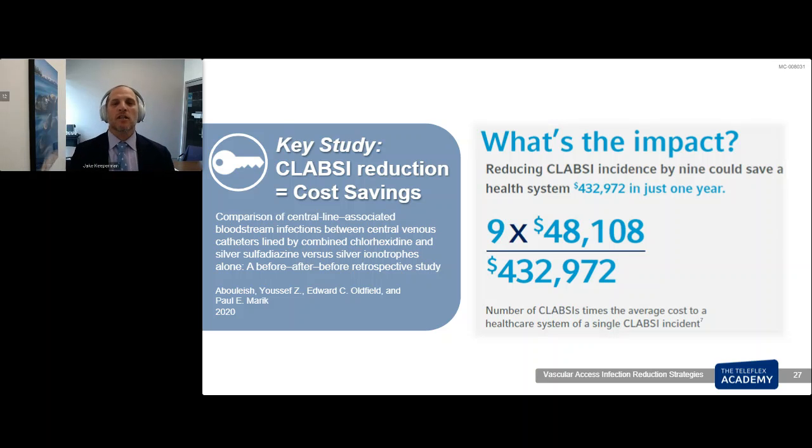And ultimately, with all of us facing the financial constraints that the American healthcare system is under, every dollar that we can save adds up and will lead to us being able to provide a better experience for our staff and for our patients.